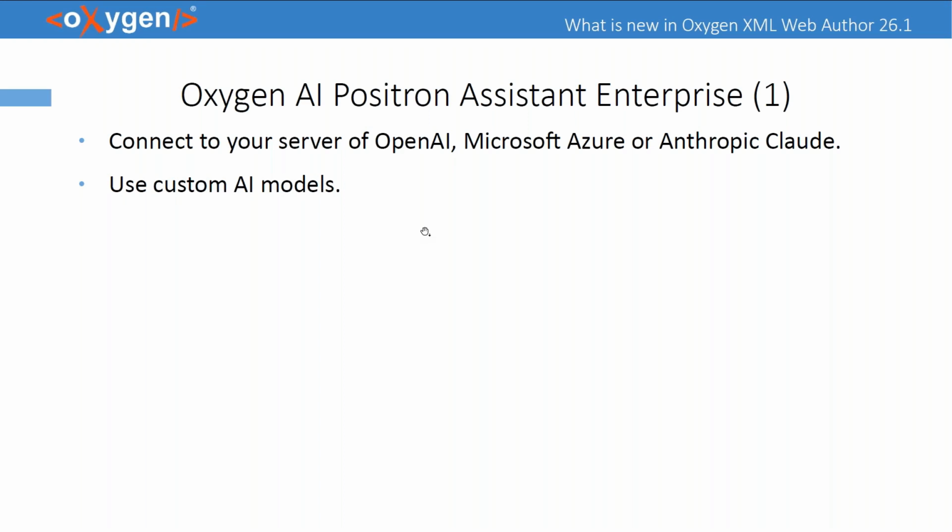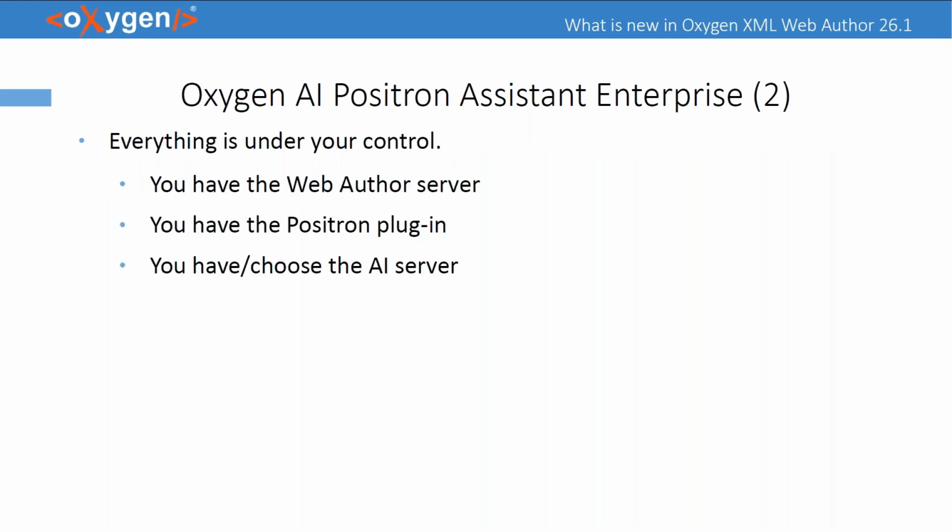Oxygen AI Positron Enterprise. Now, some technical details about the Enterprise variant. It allows you to connect to your accounts or instances of OpenAI, Microsoft Azure, or Anthropic Claude, meaning that you can use your custom, maybe secret AI models fine-tuned for your needs. To sum it up, with the Oxygen AI Positron Assistant Enterprise, you have the full control over everything. You can host the Web Author server with a Positron plugin also and choose what AI server it connects to. That way, you have the guarantee of security and privacy.